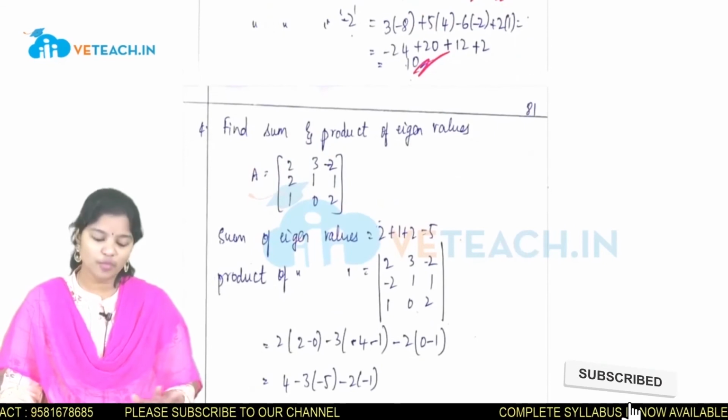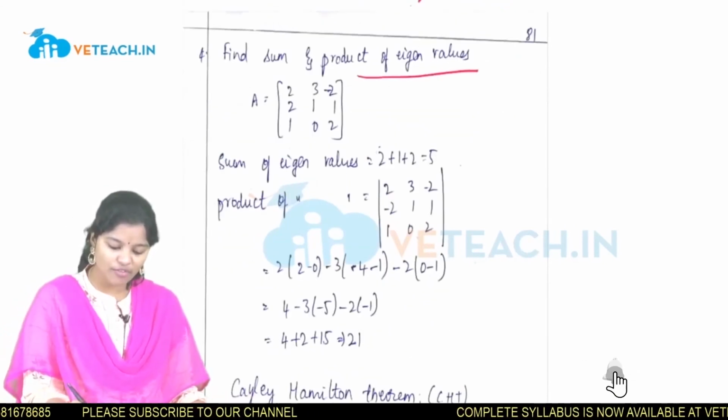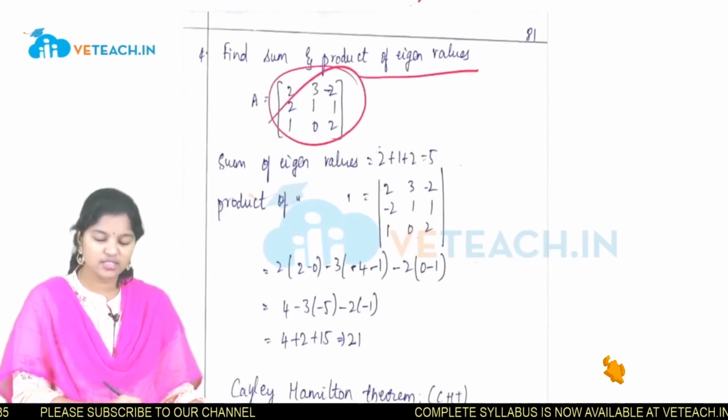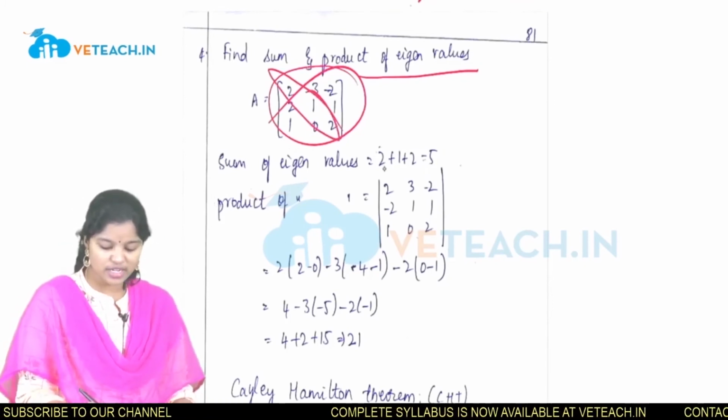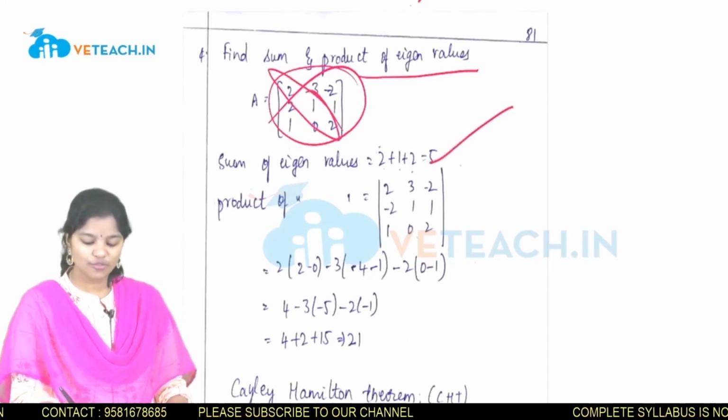Now let us see another problem. Find the sum and product of eigenvalues. The given matrix A is this. What is the sum of eigenvalues? Simply add the diagonal elements. That is 2 plus 1 plus 2, that is equal to 5.